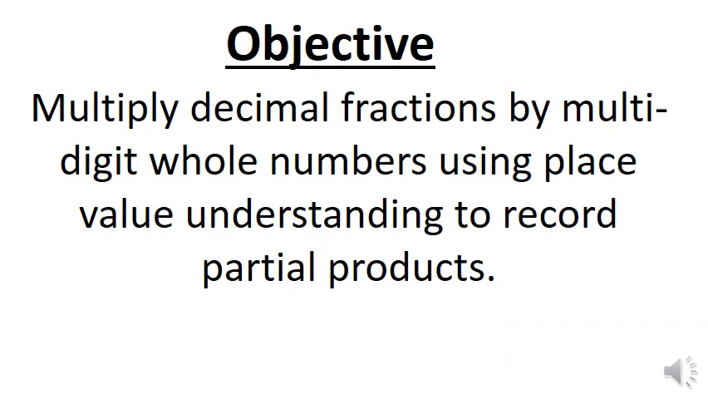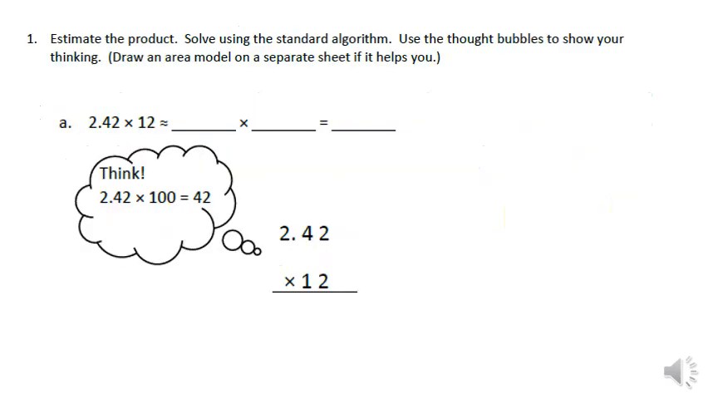Okay, in lesson 11 and 12, we're going to be multiplying decimal fractions by multi-digit whole numbers using place value understanding to record partial products. It's kind of like just more practice of what we've been doing, except we're going to be focusing more and more on just abstract. We're not going to be using the area model much unless you need it. If you need it, you go ahead and draw the area model.